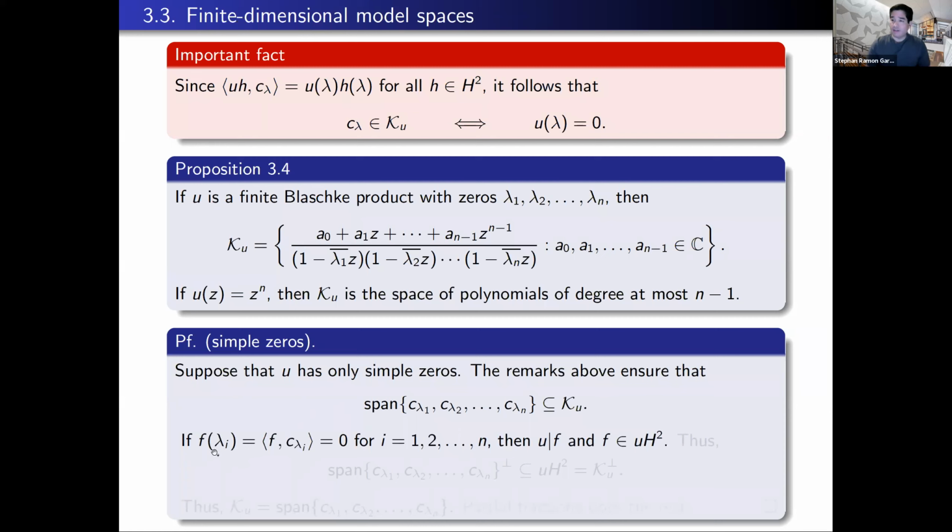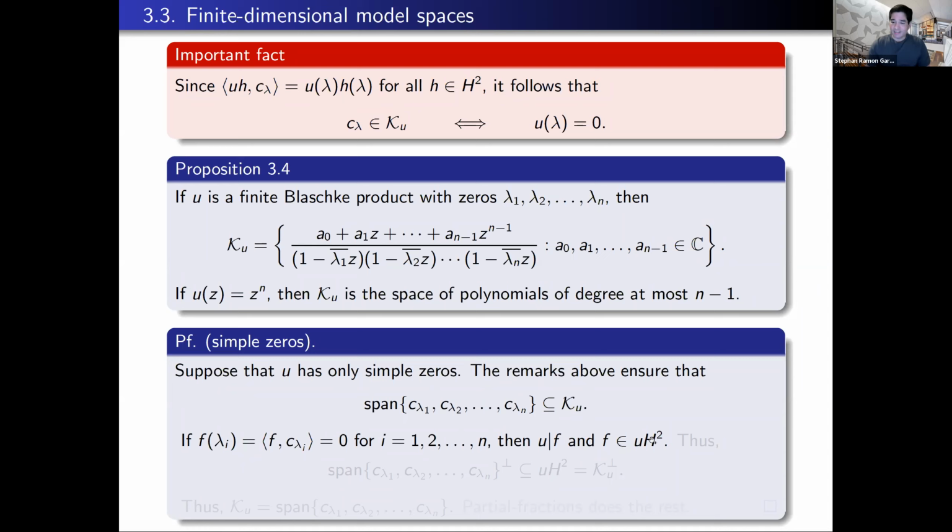Let's suppose that F vanishes at lambda_i, at one of the roots of the inner function U. In other words, F is orthogonal to the Cauchy kernel at lambda_i for each of the zeros of U. Well, if F vanishes at each of the zeros of U, Hardy space theory tells me that the finite Blaschke product U has to be a divisor of F, right? So U divides F, and in other words, F is of the form U times some H2 function. So F is in UH2.